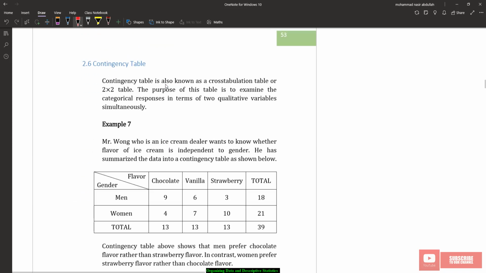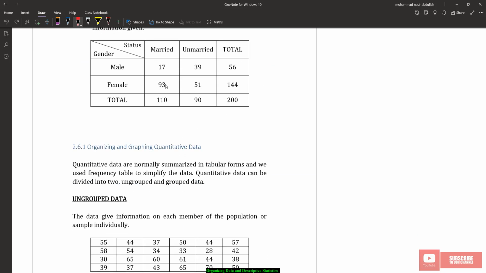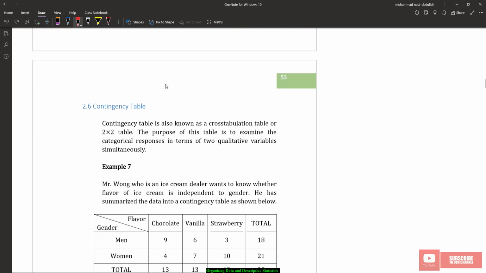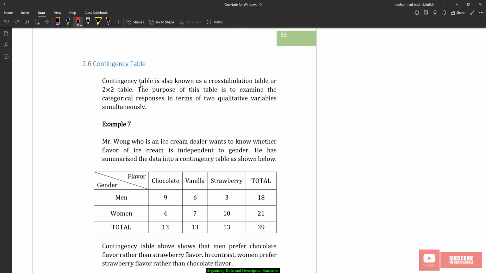Right. The next thing under contingency table, under qualitative data, we have contingency table. Contingency table, also known as a cross tabulation table, means that it compare two qualitative or more qualitative variable. Right, it normally in 2x2 lah. Simple contingency table, simple cross tabulation table, always in 2x2 table.